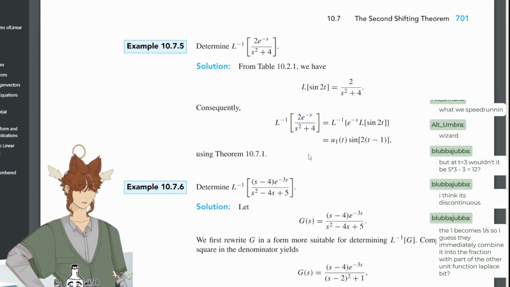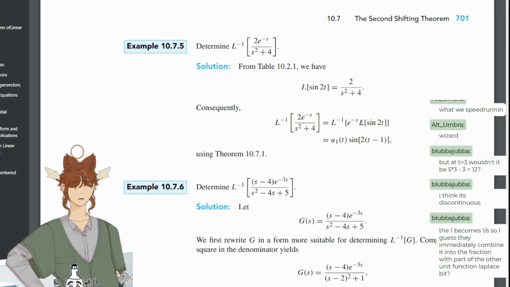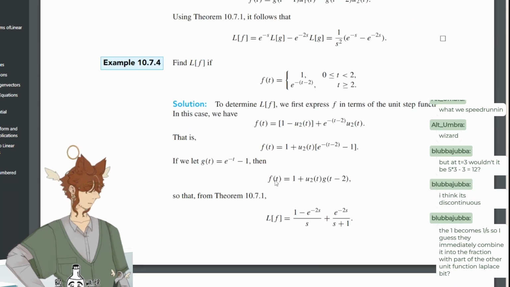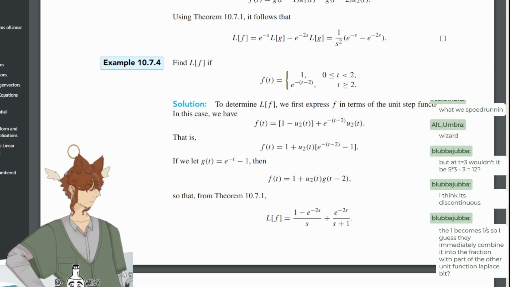Okay, let me see if any of these are better. Okay, sine is fine. Okay, Laplace of sine 2t is, yeah, 2 over s squared plus 4. I agree with that. Consequently, 2 e to the negative s, sure, e to the negative s times... Okay, this is Laplace inverse. These are easier. I mostly care about the Laplaces. This one is weird. Okay, let's see if we can do this one, actually.